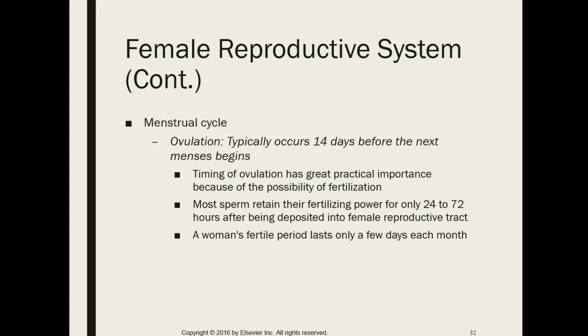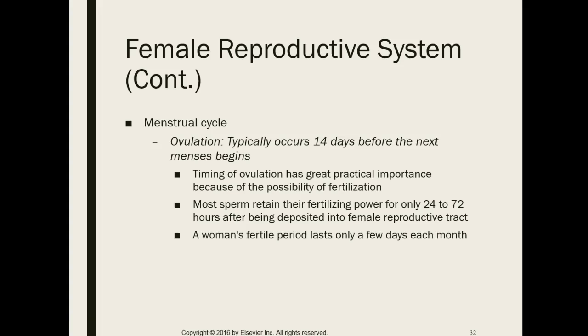Ovulation is probably considered the most important portion of the menstrual cycle, particularly if a woman is trying to get pregnant. This is when it is possible for fertilization of the egg to take place. So if we're looking at a 28-day cycle, ovulation is going to occur around day 14. If you have a 30-day cycle, it'd be around day 16.